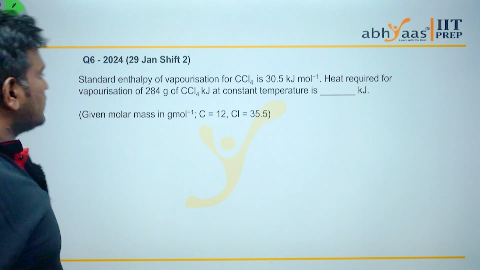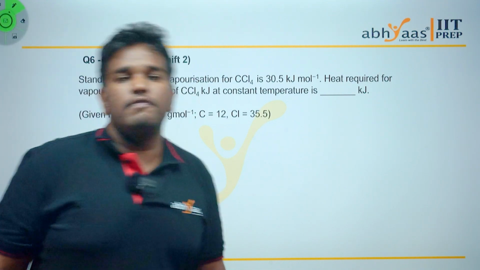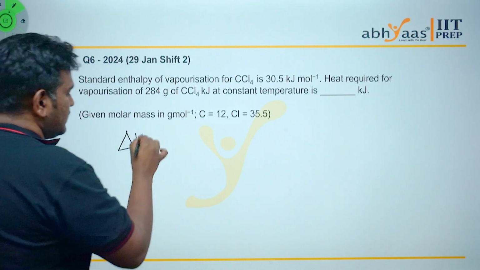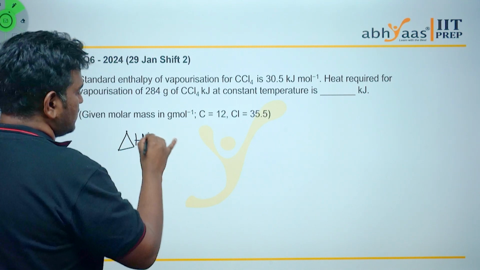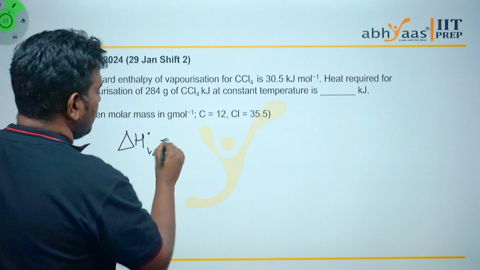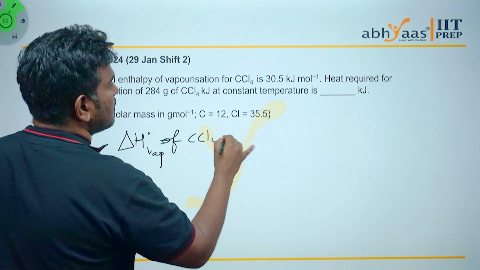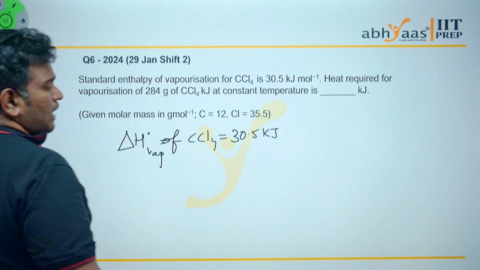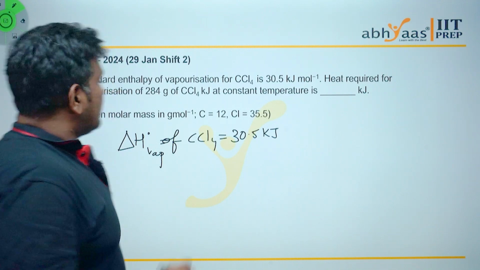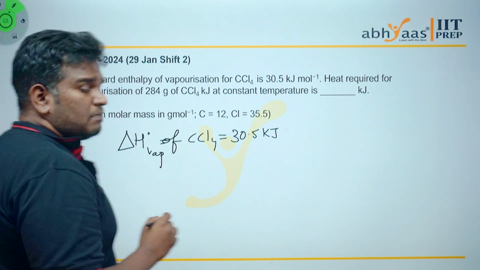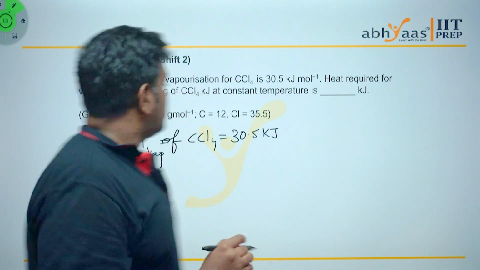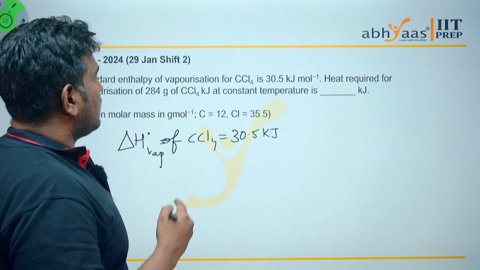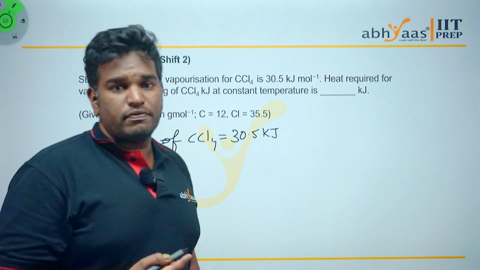Here it is related to the standard enthalpy of vaporization of CCl4. So they have given delta H vaporization of CCl4 is 30.5 kilojoule. It is given and it is for 1 mole. Now they have given a certain mass of this CCl4. What is that? 284 grams. For that, what is the heat required? We have to find out.